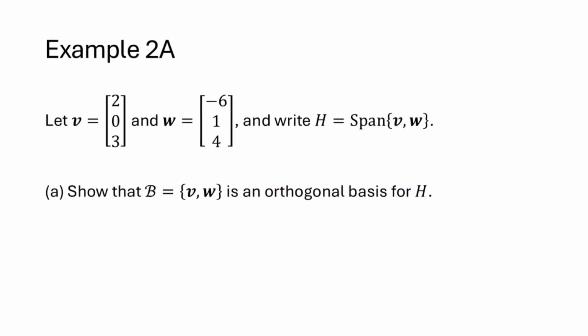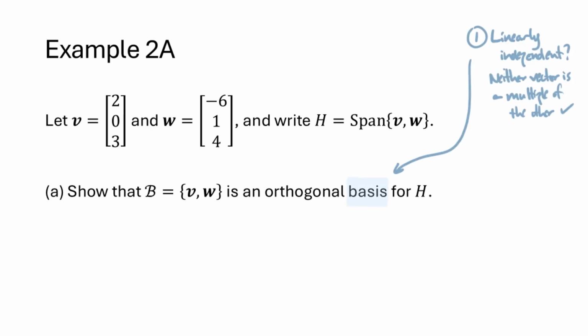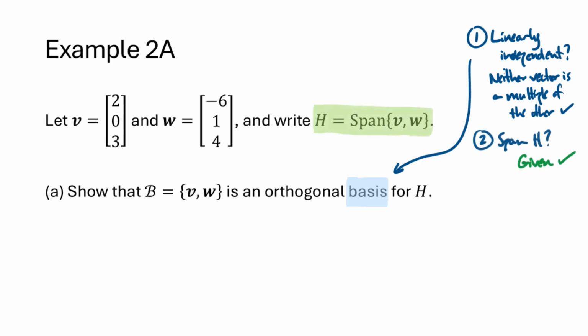So here we have two vectors v and w, and we write H equaling the span of v and w. And we want to show that script B, which is the set containing v and w, is an orthogonal basis for H. Okay, so how do we show that something is an orthogonal basis? Well, let's start with the word basis. Remember that basis means two things. It means that the set is linearly independent, and in this case, we just have two vectors in our set, which means that we can verify that neither vector is a multiple of the other to show that this is a linearly independent set. And the other part of the definition of basis is that these two vectors have to span the subspace. But we're given that.